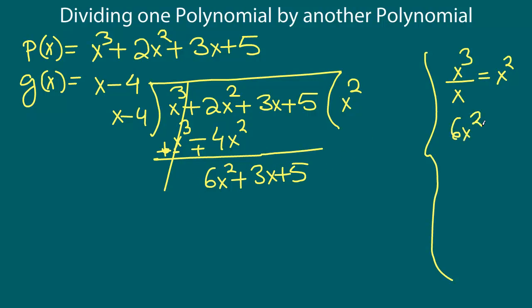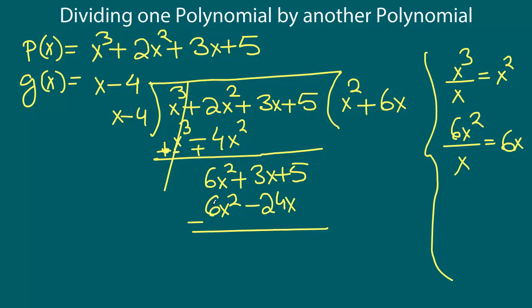So we have 6x squared, divide this by x, the first term. We get 6x, so we write plus 6x. Now we multiply 6x with both the terms here: 6x squared minus 24x. When we subtract, the signs reverse and cancel out. This will be 27x plus 5.